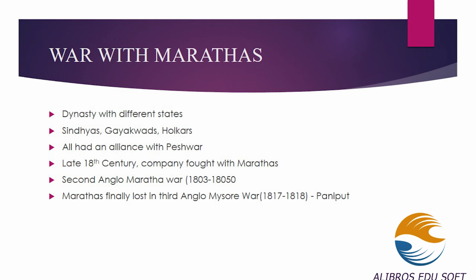Marathas finally lost in the Third Anglo-Maratha War during the period of 1817 to 1818, which occurred in Panipat. The British got control of the south of the Vindhyas, so everything again came under the control of the British. Now the British tried to establish supremacy all over India.